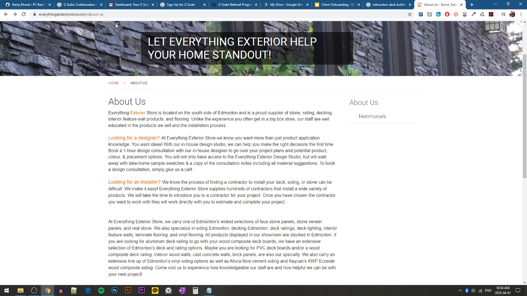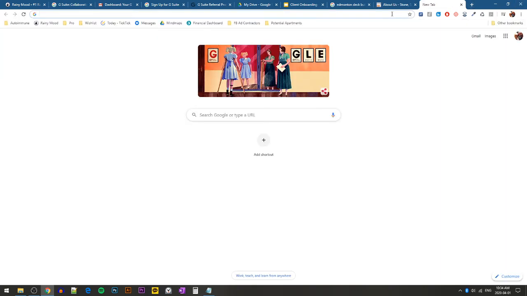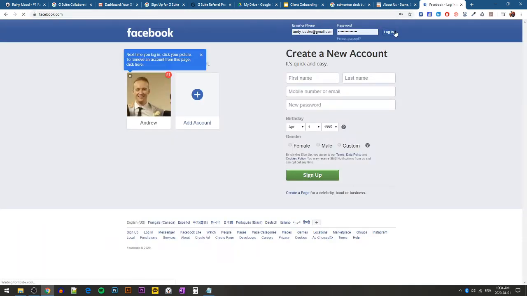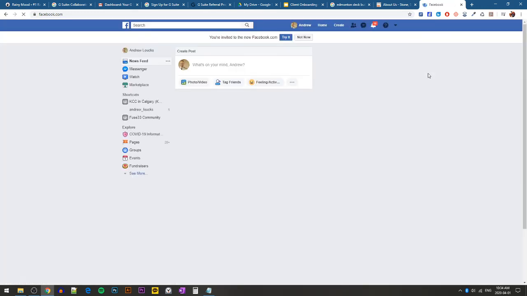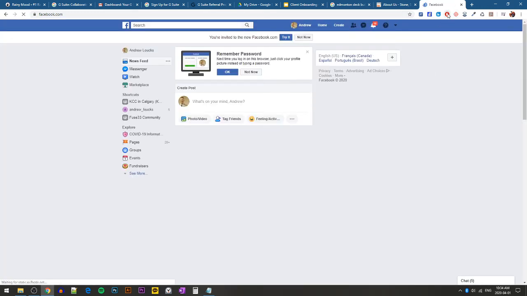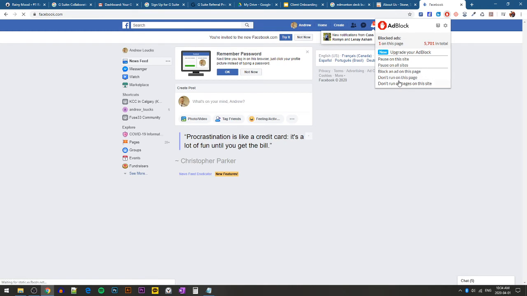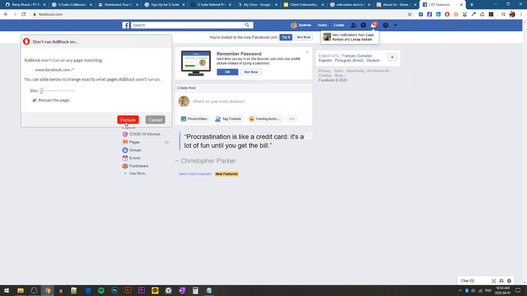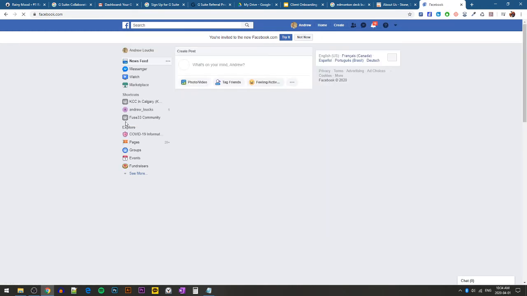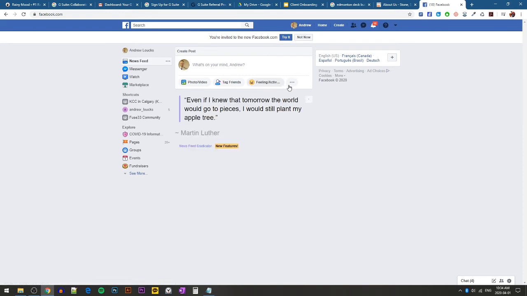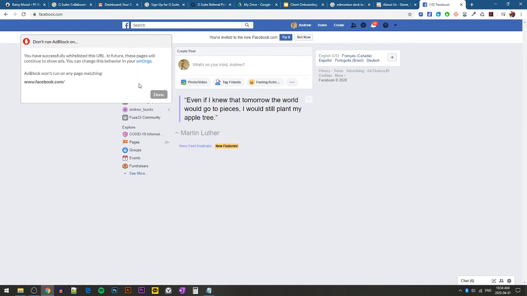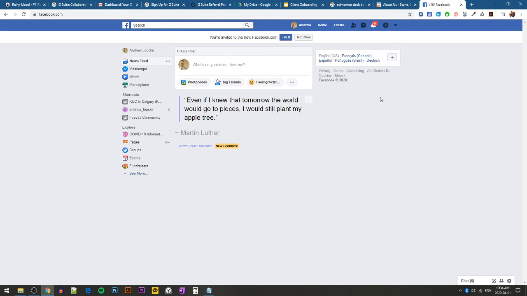If someone went to this Everything Exterior store looking for a Calgary deck builder, I can then retarget them, where if I go onto Facebook, I'll go into my personal Facebook here, which is a bad idea. Oh, I'm not even logged in. If I log in here and I unblock my ads, there we go. Sorry, I have plugins and everything where I block everything. But on Facebook, what will actually happen is you'll have ads here and you'll have ads in your newsfeed, right?